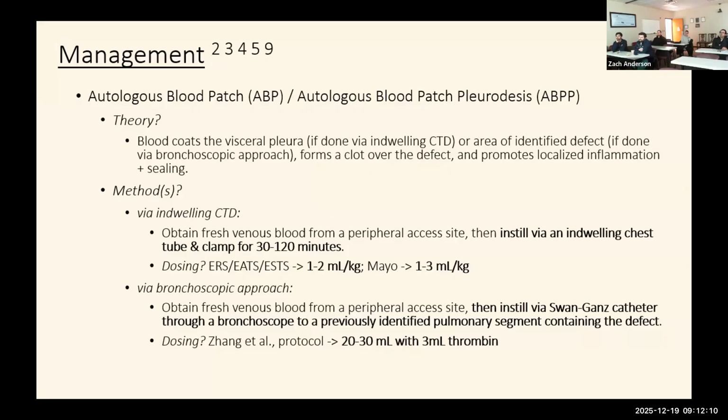Bronchoscopic approach, when I first read this, I was like, holy cow, this is crazy. But clearly people do it. They actually put a Swan-Ganz through the bronch after identifying the segment that they believe is causing the leak, and then instill the blood through the Swan-Ganz. Zhang et al. put it through the therapeutic channel of a therapeutic scope. This is just pretty much any catheter that you could instill blood through that has a balloon on the end to wedge and tamponade.